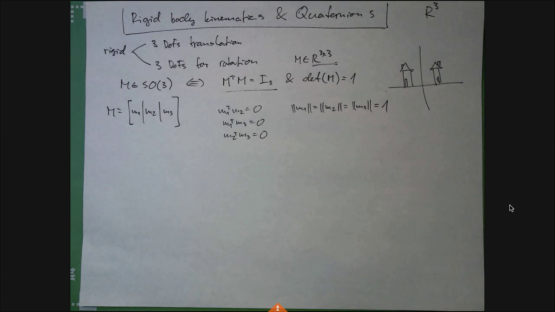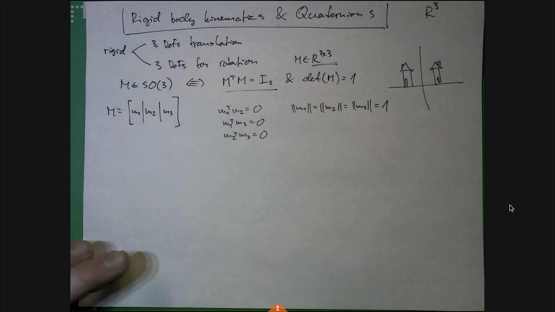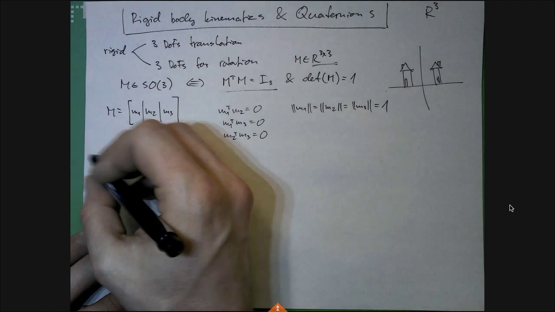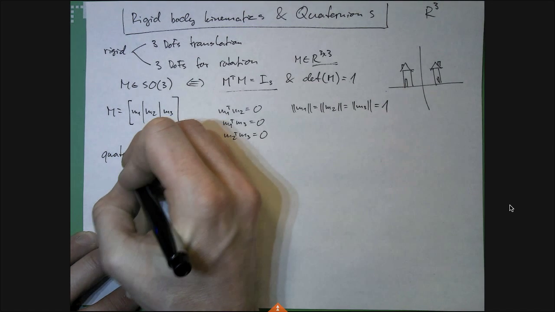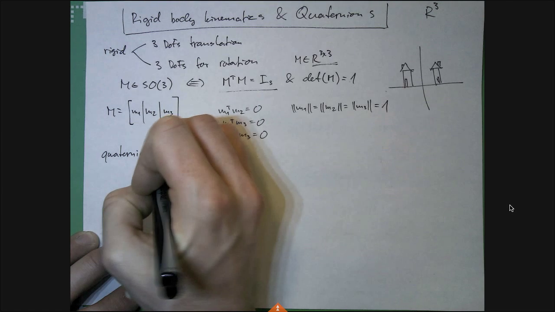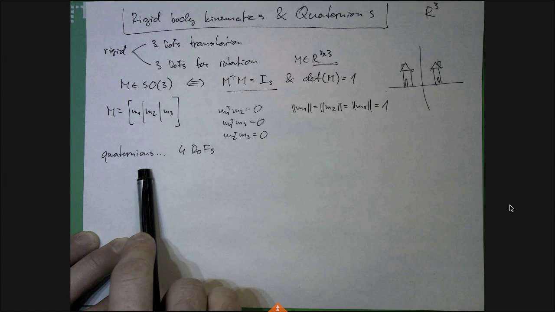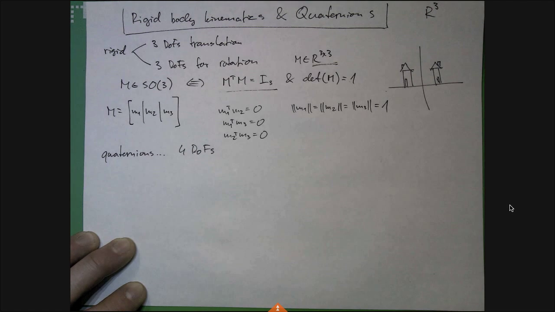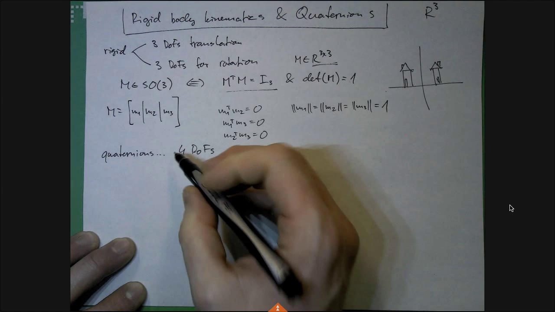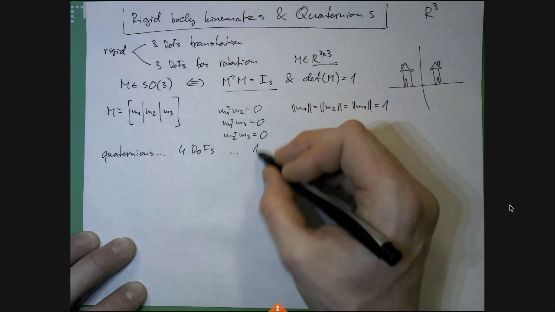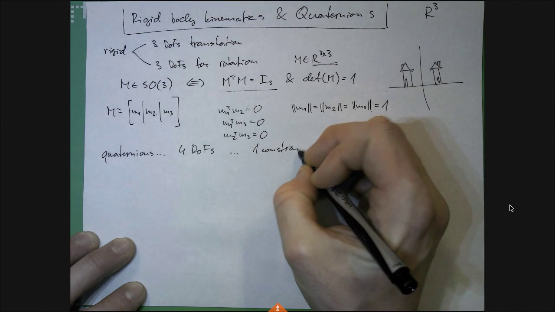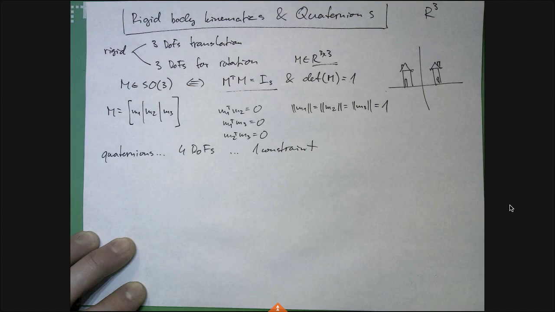And it turns out if you want to have a singularity-free parameterization of 3D rotations, you have to have at least 4 degrees of freedom. And that's exactly what quaternions are. So quaternions use 4 degrees of freedom. They can represent any 3D rotation, as I will explain in a little bit. And because there are 4 degrees of freedom, there of course must be one constraint. So we get back to our 3 degrees of freedom.